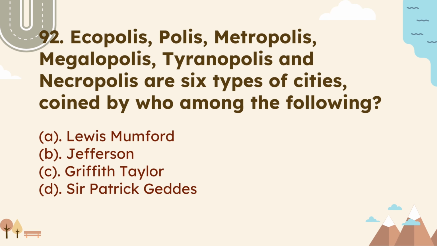Next question is, Eopolis, Polis, Metropolis, Megalopolis, Tyrannopolis and Necropolis are 6 types of cities coined by who among the following? So in previous question we have already studied about this 6 type of cities, and it was coined by Louis Mumford in and around 1966. Therefore the correct answer is option A.